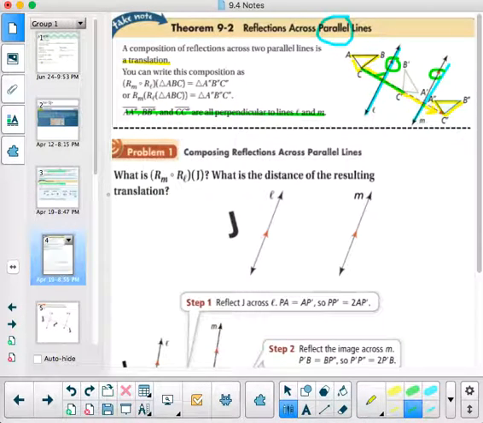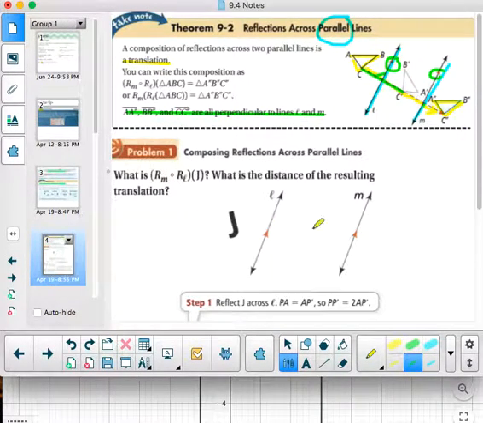All right, first example. We're going to reflect J across these two lines. Now, when reading a composition, we read from the right to the left. So we're first going to do a reflection across the line L. Then we're going to reflect across the line M. And notice that the question is ultimately focusing on the distance that I have traveled.